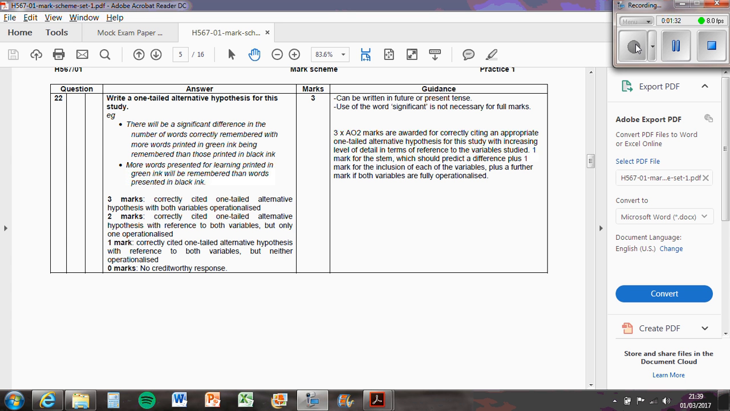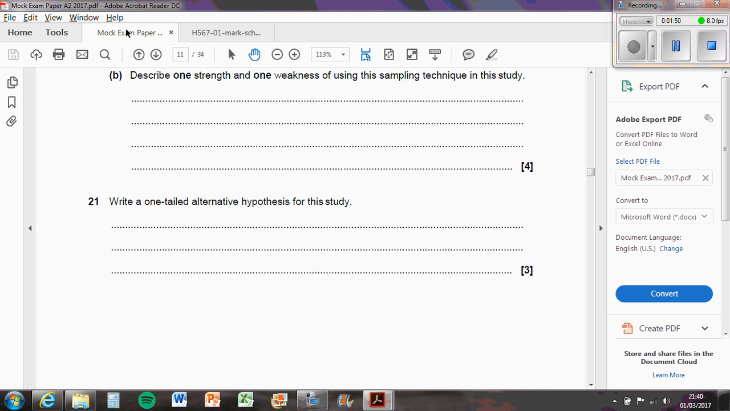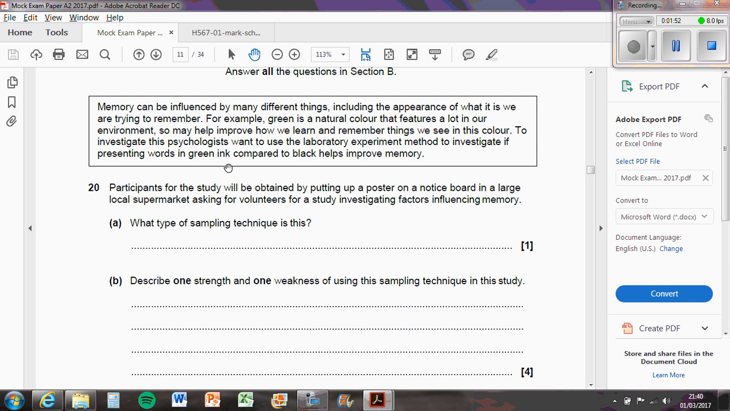If you write the word relationship, you get nothing. If you write a two-tailed, you get nothing. If you write a null, you get nothing. If you put on the end that any difference will be due to chance, you'll get nothing. So you've got to write it like that. And it also says it that way around, that the green ink is affecting the black ink, because if you actually look at the scenario, it says helps to improve it compared to black, so it has to be that way around as well for you to get the mark.